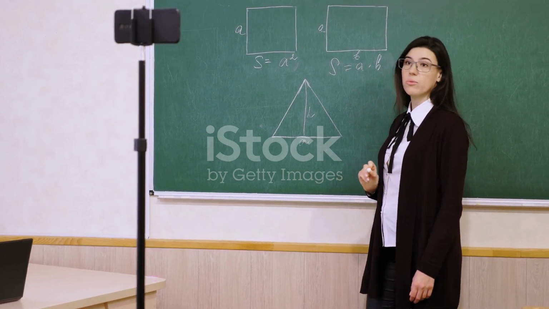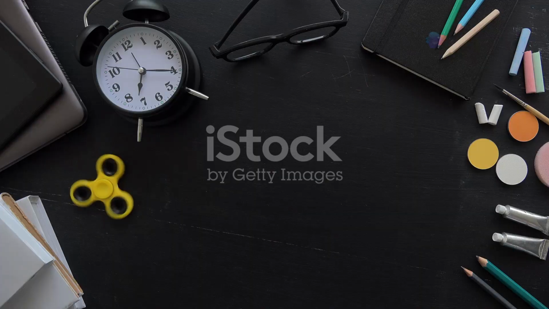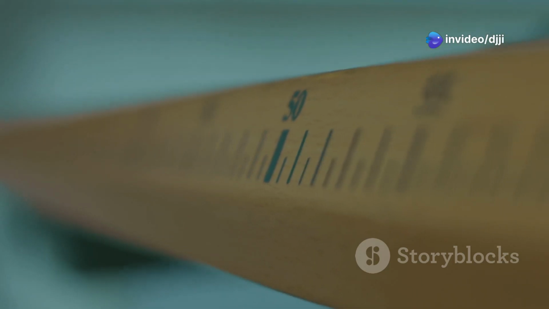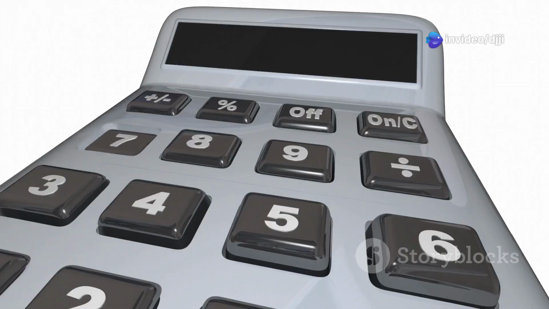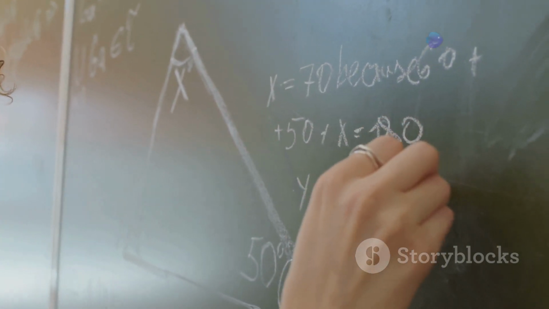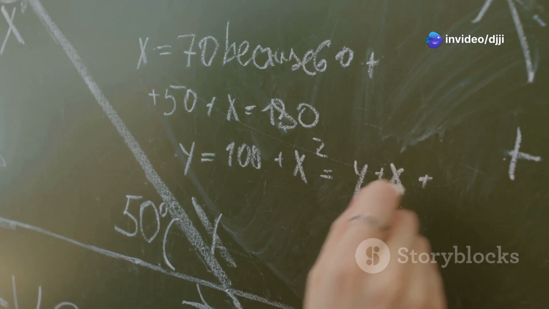Ready to see these conversions in action? Let's dive into some examples. Example 1. Converting inches to centimeters. Let's say you have a piece of string that's 10 inches long. How many centimeters is that? Remember, 1 inch is approximately equal to 2.54 centimeters. So we multiply. 10 inches times 2.54 centimeters per inch equals 25.4 centimeters.